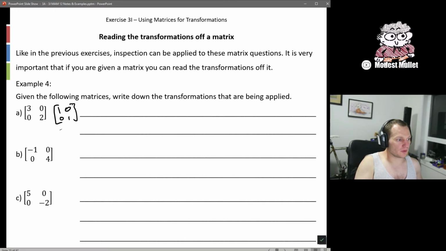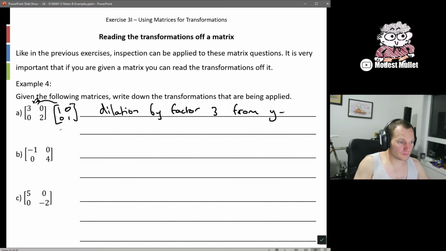So what am I seeing? Well, my x is being multiplied by 3, so that's going to be a dilation by factor 3 from the y-axis. And then the same, that's being made to a 2, so it's being multiplied by 2. So that's going to be a dilation by factor 2 from the x-axis.